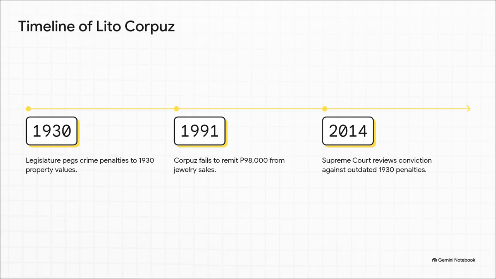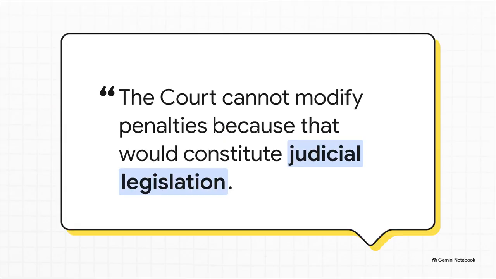The huge problem here? He was facing an incredibly harsh prison sentence designed for a massive fortune in 1930, not a moderate sum in 1991. Inflation completely changed the value of the money, but the law hadn't changed a bit. Even though the Supreme Court totally recognized how harsh and outdated this penalty was, they stated point blank, the court cannot modify the said range of penalties because that would constitute judicial legislation.